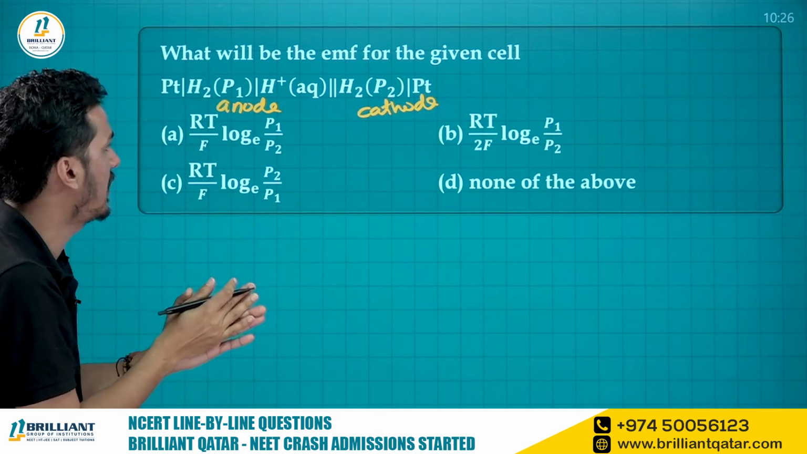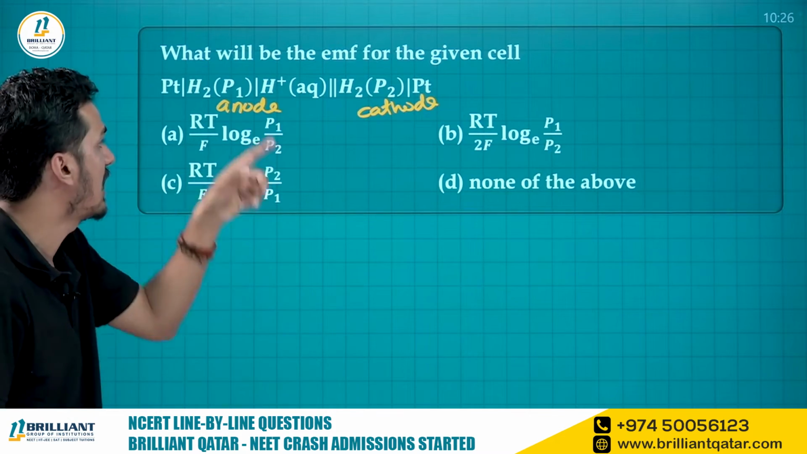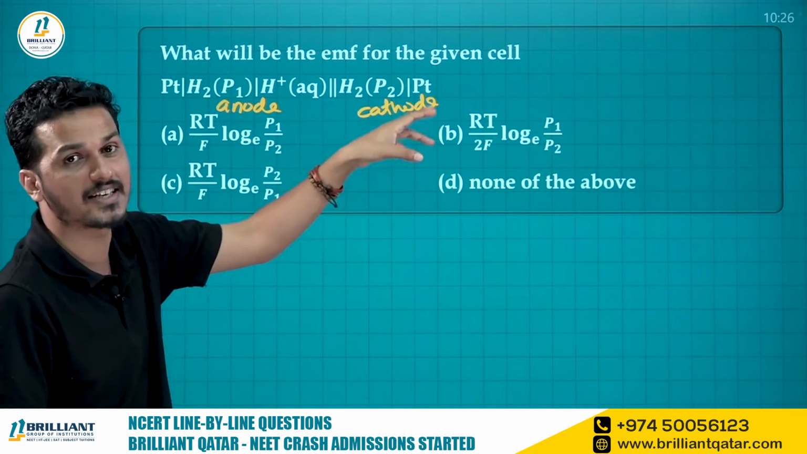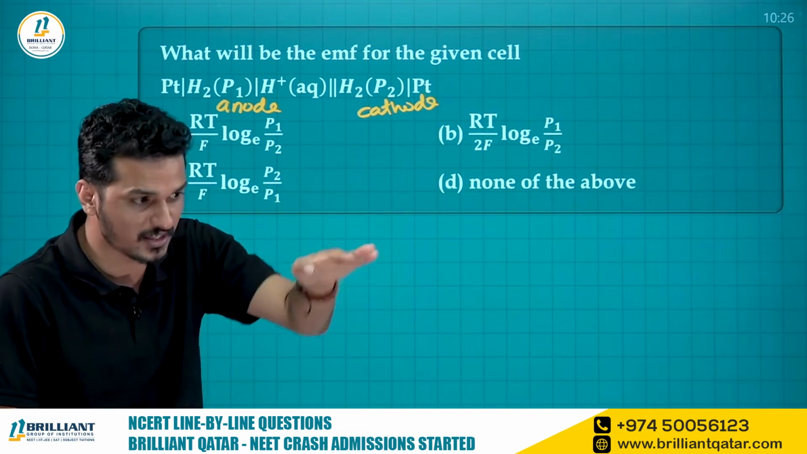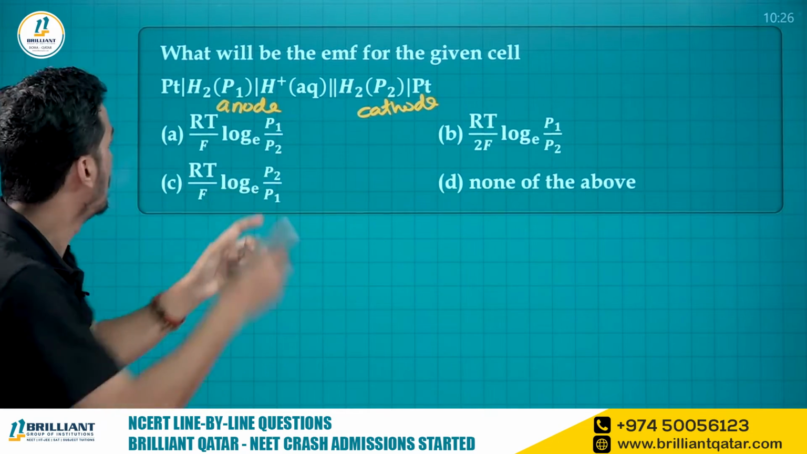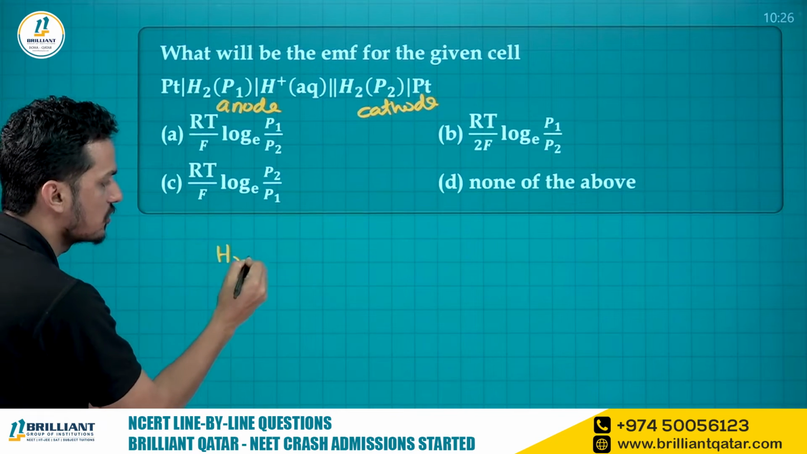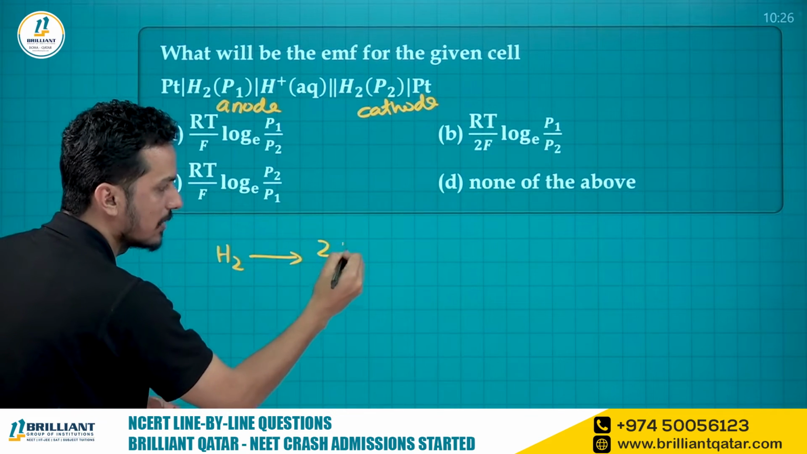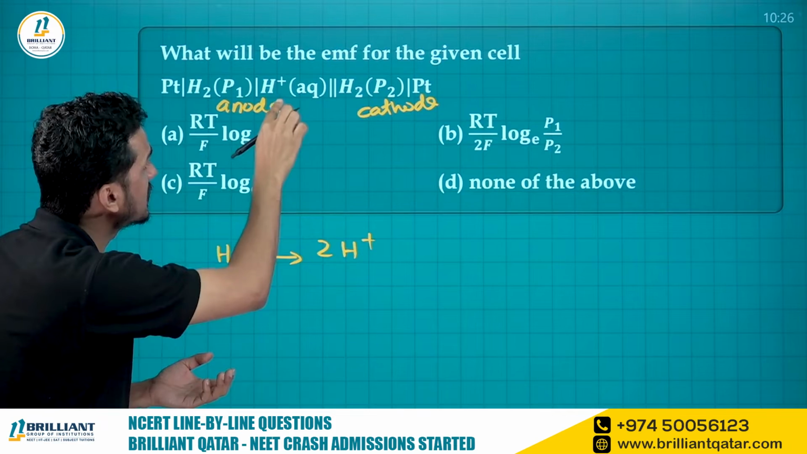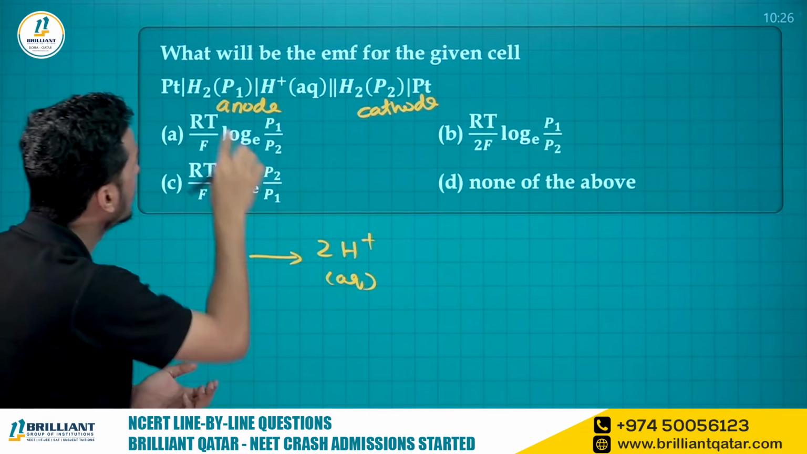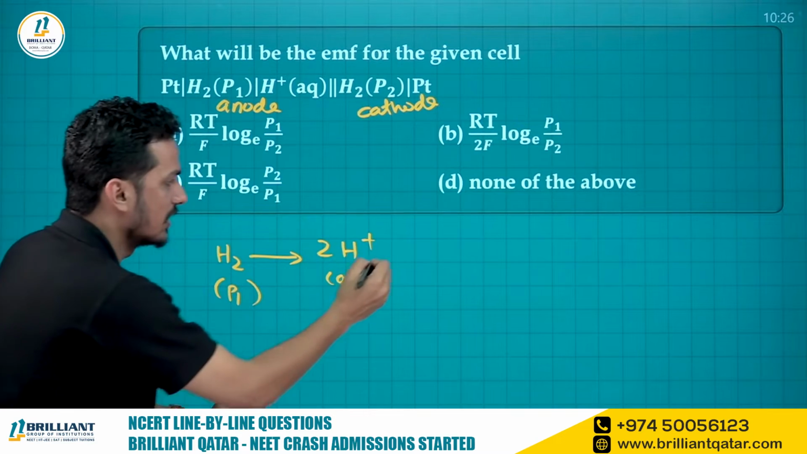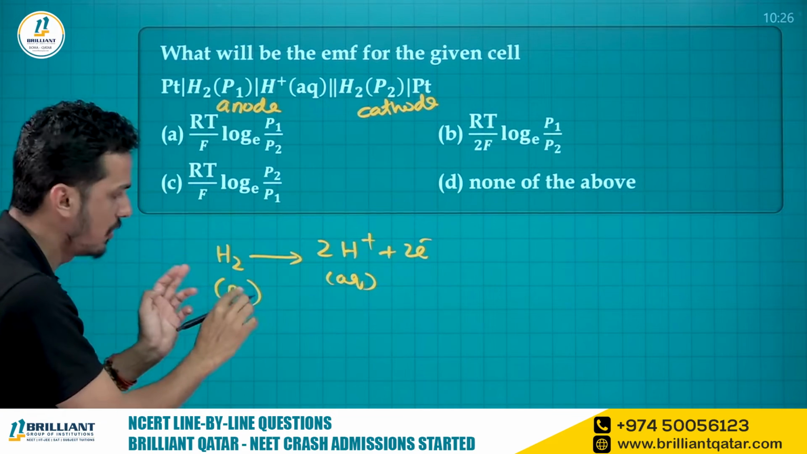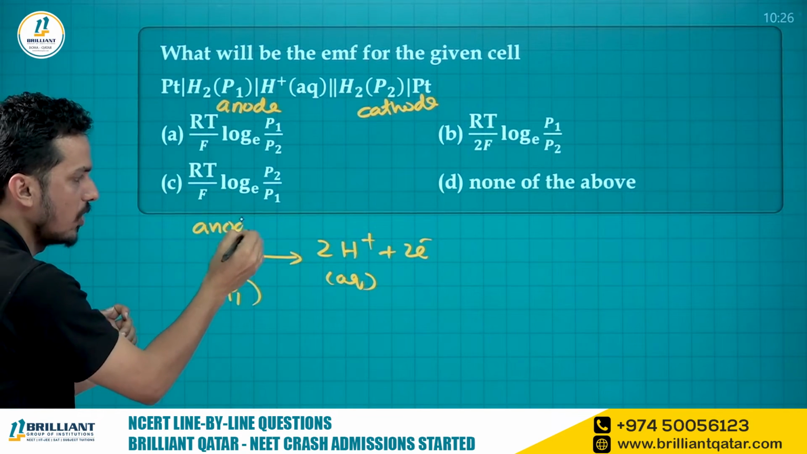You have to remember, okay? The one with high pressure will act as anode. The one with low pressure will act as cathode, because the high pressure gas will dissolve. At high pressure, it will dissolve and produce what? Ion. Because H2 becomes what? 2H plus, in aqueous form. Here the pressure is P1. So that time dissolution will take place, releasing 2 electrons. This is at anode.